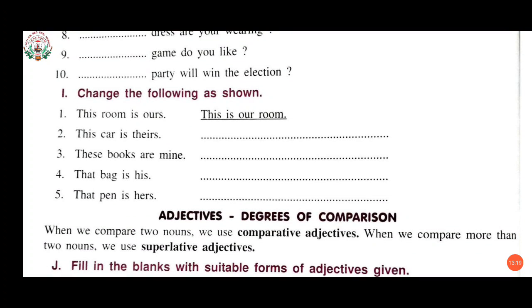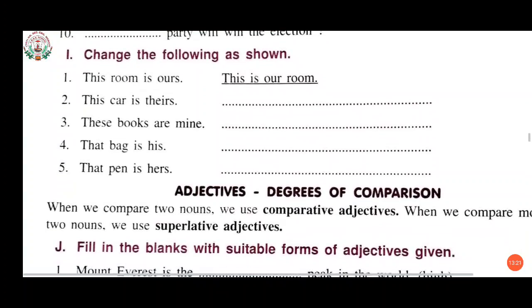Now I1, I is what? Change the following as shown. This room is ours. First is, this room is ours.